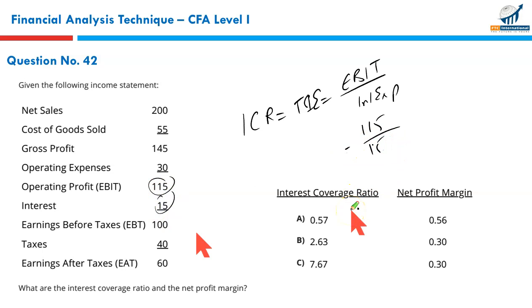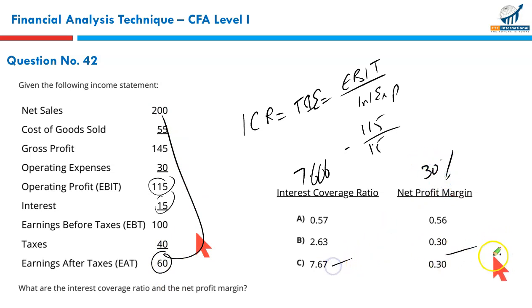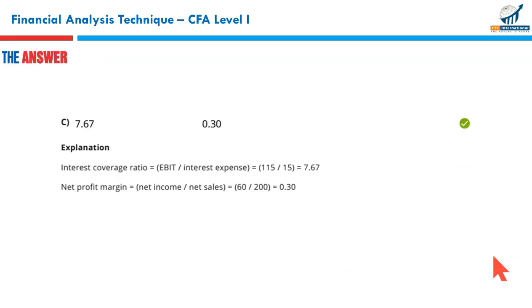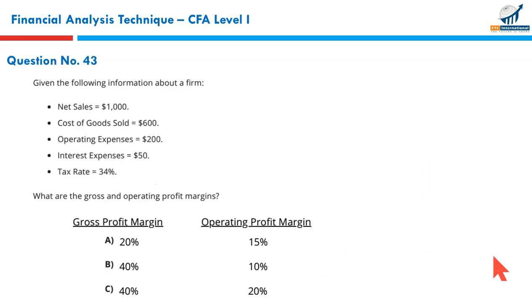So 115 by 15, this gives you 7.666. What about net profit margin? Net profit margin is, here we go, 60 by 200. 60 is what percent of 200? Gives you 30%. So 30% and 7.67. So that makes C to be the correct option. C it is. Next. Too easy, too simple, an insult for CFA candidate, but nonetheless, I haven't added these questions.